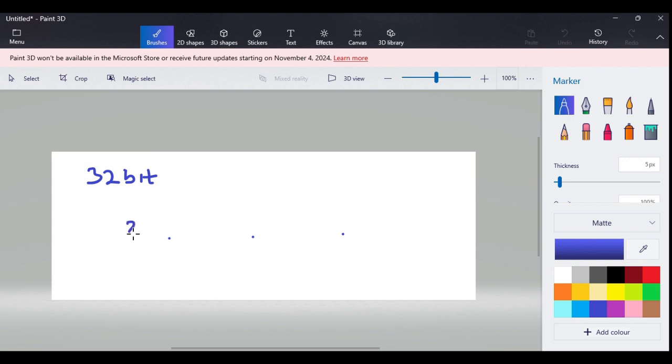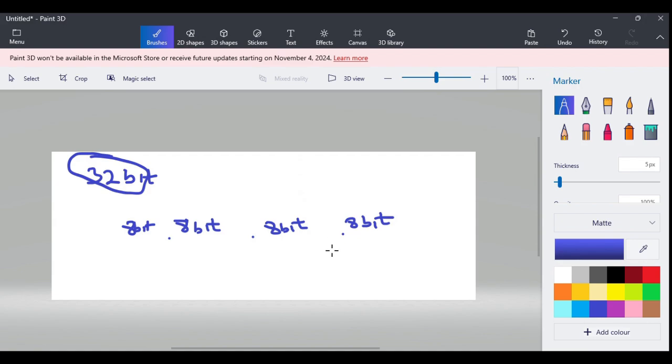So I have 8 bits here. Sorry for my writing. I have another 8 bits here, another 8 bits here, and another 8 bits here. So these octets are being separated by a dot. When you add up these bits, that's when you have a 32 bit architecture. So what do I mean by that? These 8 bits are made up of ones and zeros.